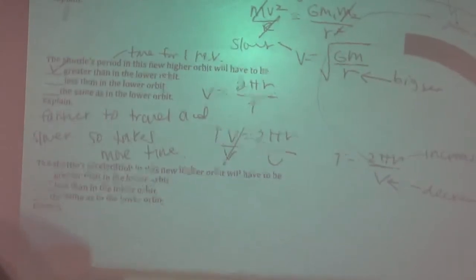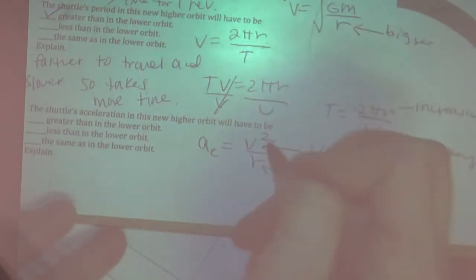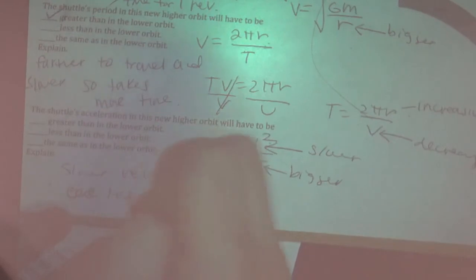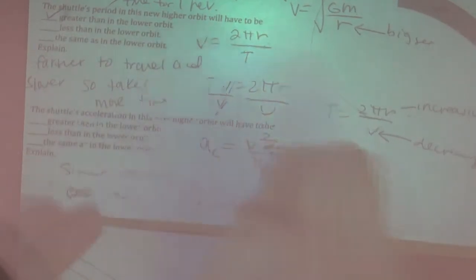And then the acceleration in this higher orbit, so your centripetal acceleration is v squared over r, and we said that this is slower and that your radius is bigger. So if you have a direct dependence on the velocity, slower velocity is less acceleration, and greater radius is less acceleration. So this should be less in the higher orbit.